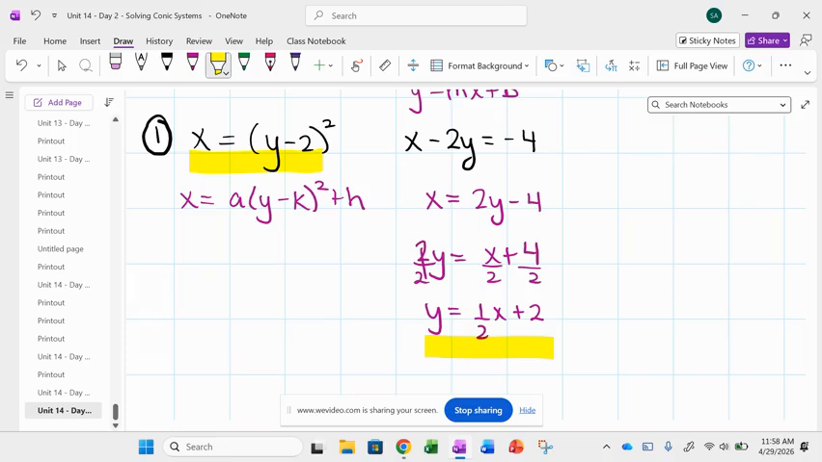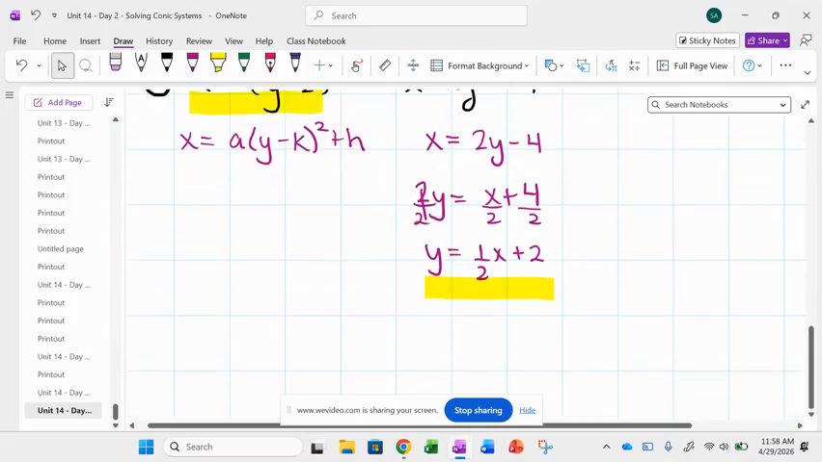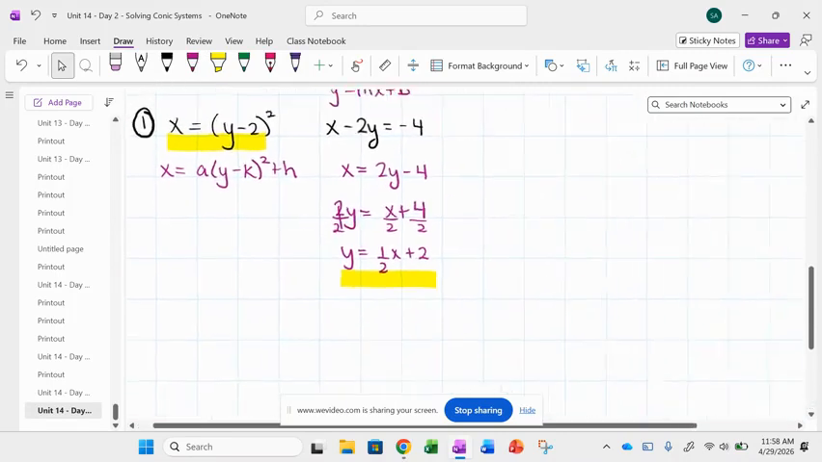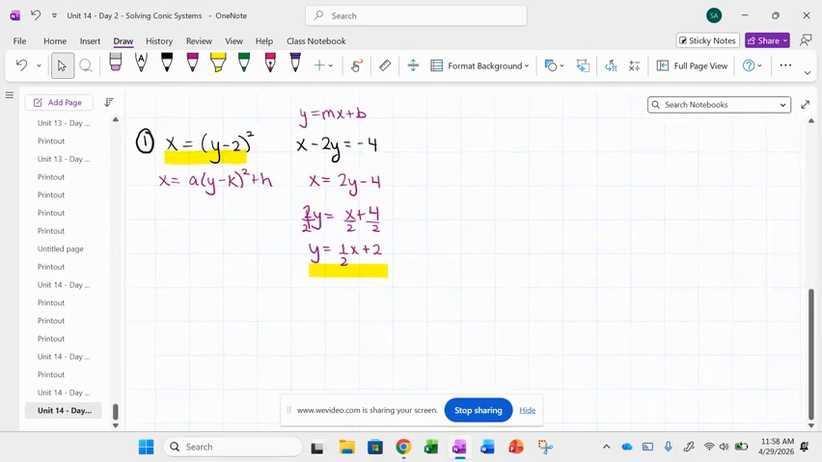And I will promise you this. The points where they intersect will be normal integer coordinates. If I'm asking you to graph, it's not going to be like the square root of 121 or 123 or something like that. Okay. So it will be nice integer numbers. So let's go ahead and start graphing.